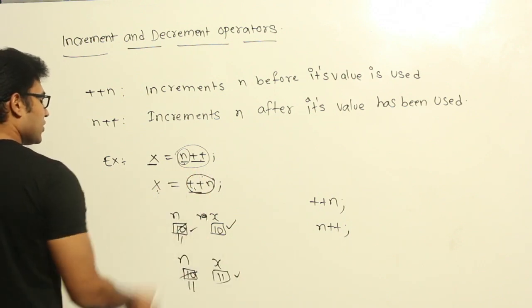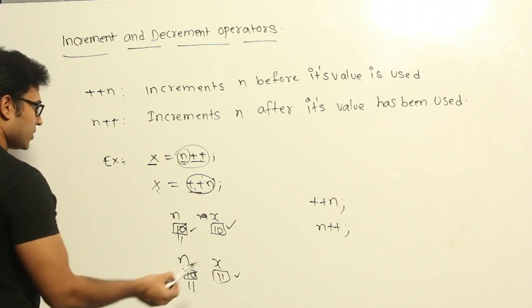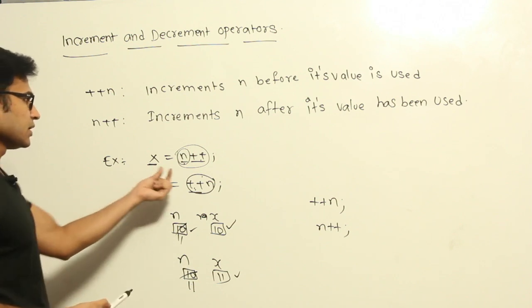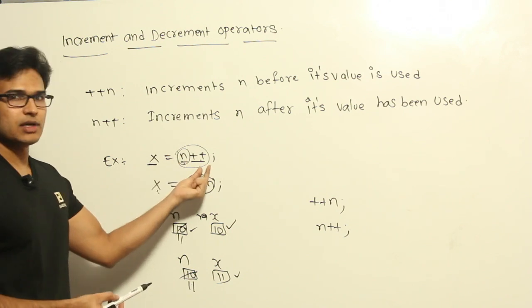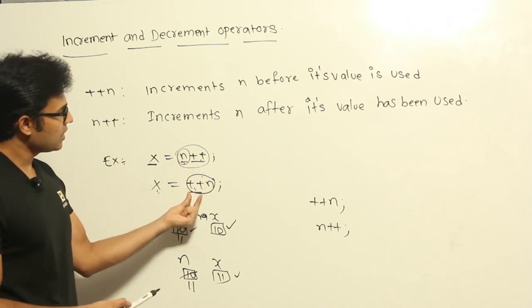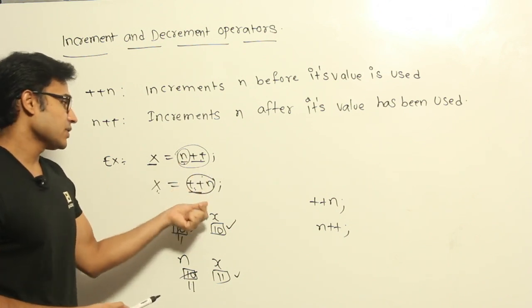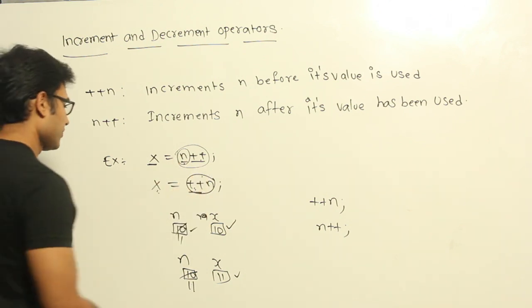So this is the difference when they are used in expressions. Remember that whenever its value is needed, in case of post-increment, we use the value first and then increment it. In case of pre-increment, we actually increment it first and then use the value. Got it? Okay.